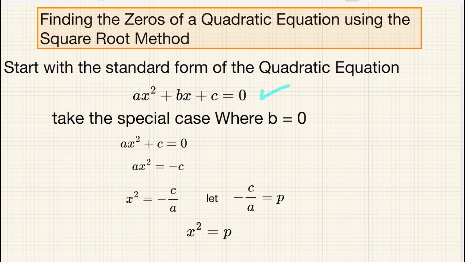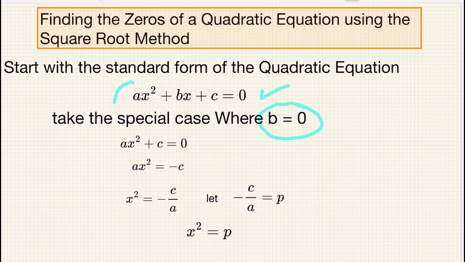So here's the basic quadratic equation. We've got ax squared plus bx plus c is equal to 0. That's our standard form. We covered that in a previous video. And we will take the special case here where b is equal to 0, and this gets us into a case that makes things a little simpler to solve the quadratic equation.